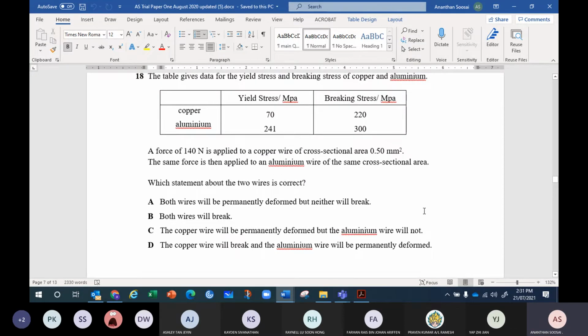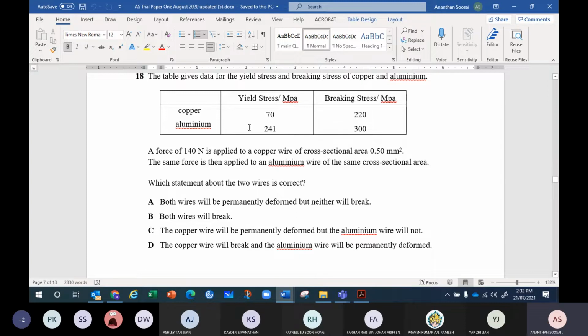Deformation of solids. A table gives data for the yield stress and breaking stress of copper and aluminium. Yield stress for copper is 70. Yield stress means you get into the plastic region. To go from elastic deformation to plastic, you need to apply 70. But it hasn't broken yet. But when you apply 220, the copper wire will break.